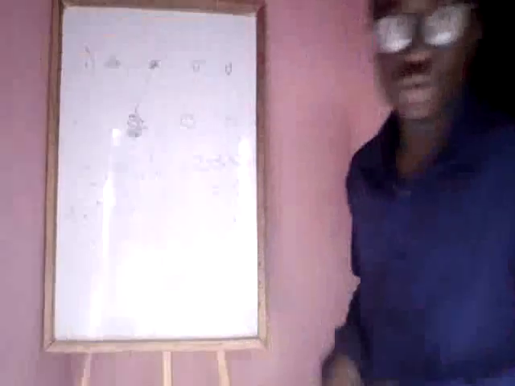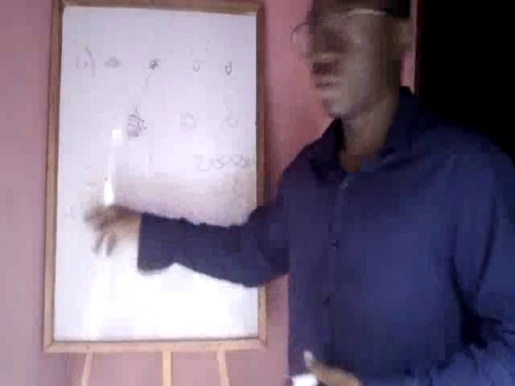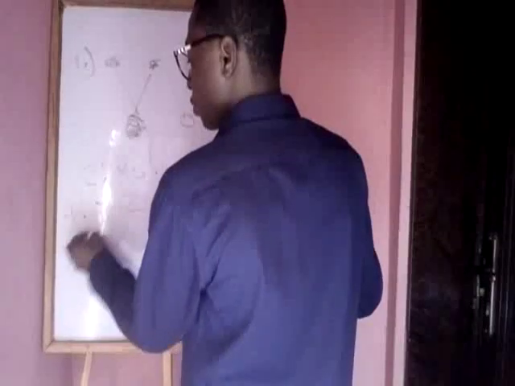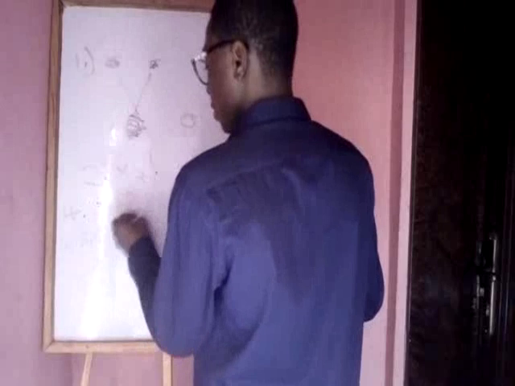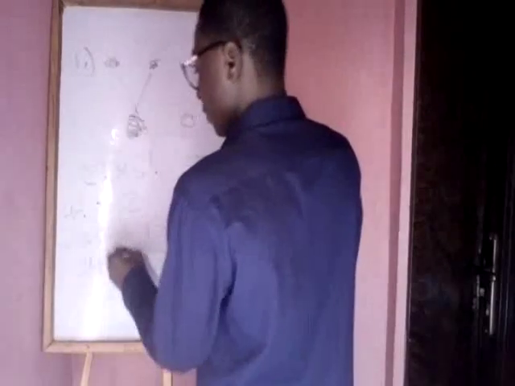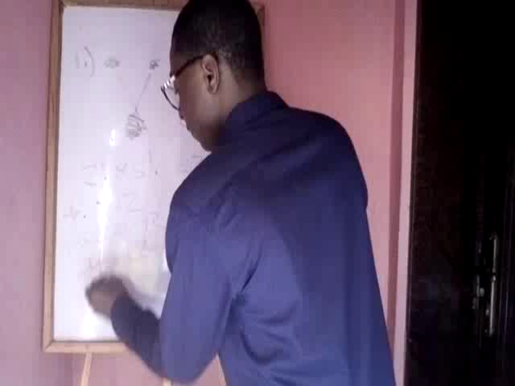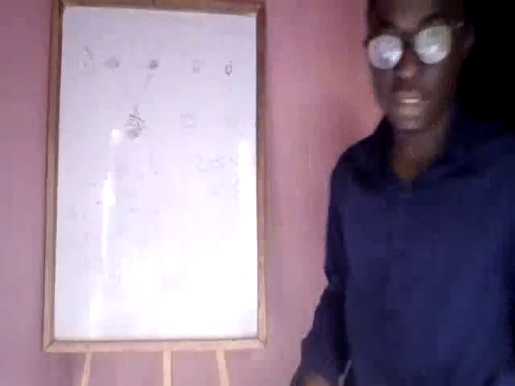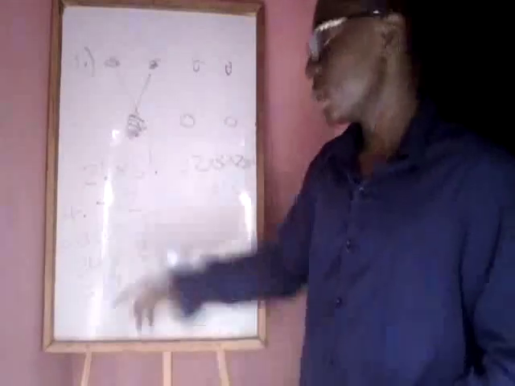So if we don't want them to sit together, we do something like this: 4 factorial, that's 4 times 3 times 2 times 1, then minus 12. That's 4 times 3, 12. 12 times 2, 24. 24 minus 12 will be 12 ways. So if we don't want them to sit together, we can still arrange them in 12 ways.